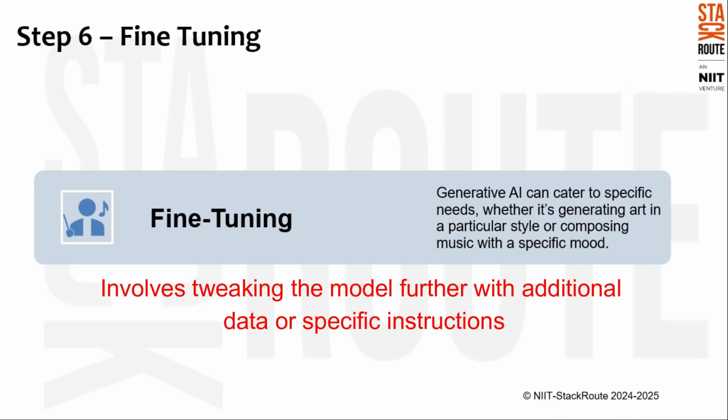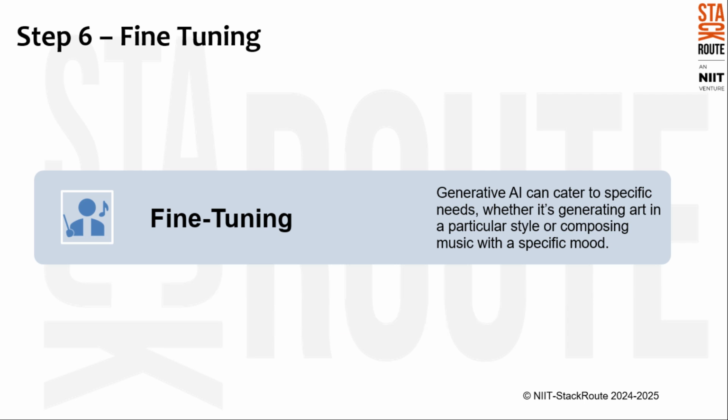This involves tweaking the model further with additional data or specific instructions. This way, generative AI can cater to specific needs, whether it's generating art in a particular style or composing music with a specific mood. By understanding these processes, we unravel how generative AI powers everything from lifelike images to compelling music compositions and even deeply engaging stories.